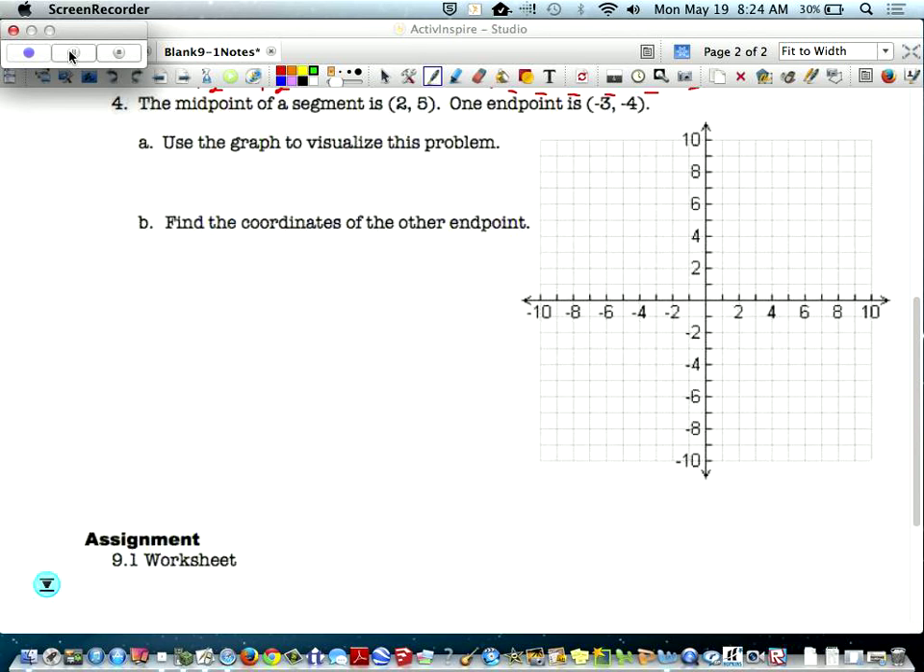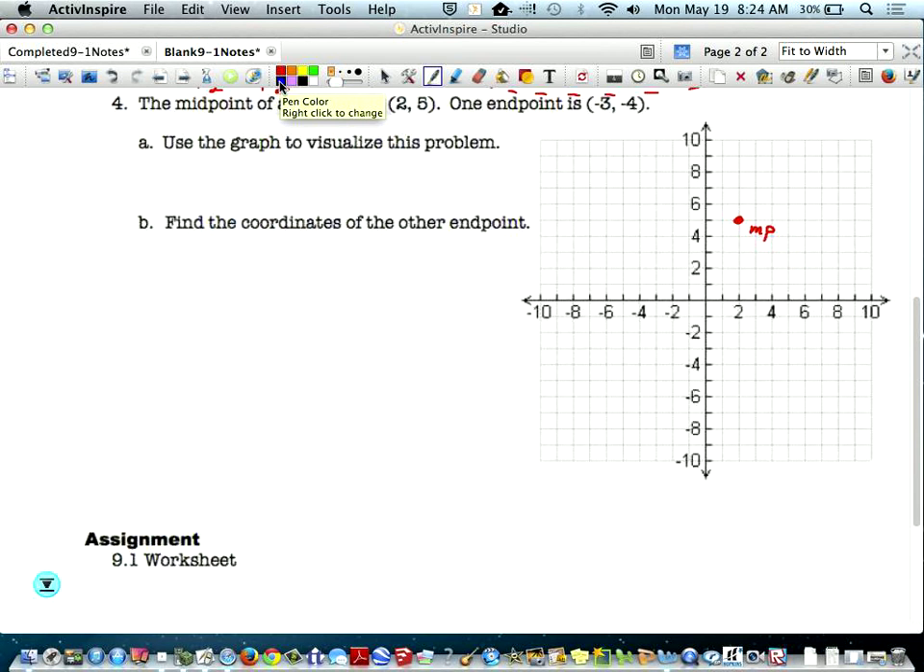We can do the same type of problem with the midpoint formula. So I can give you the midpoint, and then I can give you another endpoint, and then you can solve for one of the missing pieces. So the midpoint of a segment is (2, 5). So put a dot at (2, 5). 2 to the right, 1, 2, 3, 4, 5. That's the midpoint. One of the endpoints is (-3, -4). 1, 2, 3. 1, 2, 3, 4. Correct?